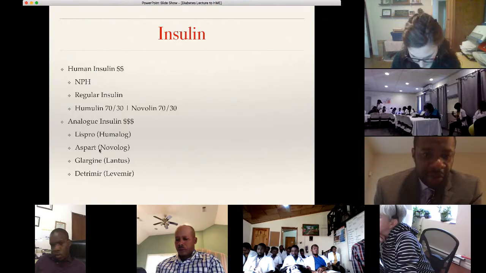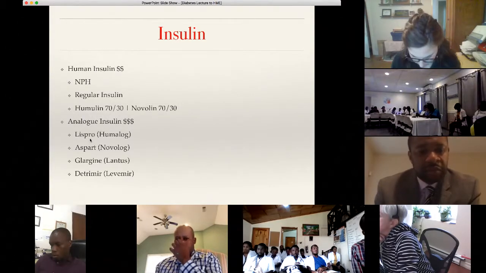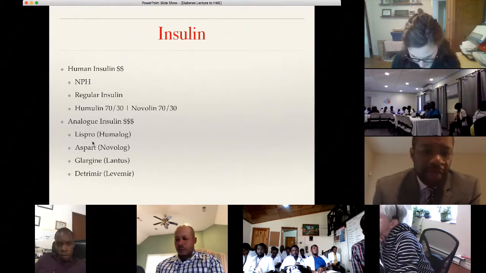We have the two analog insulins, Lispro and Aspart. They act very fast, within 15 minutes. Bon, alors, il y a deux types d'insuline analogue qui commencent à faire effet en 15 minutes. C'est Lispro et Aspart. This is different from regular insulin, which takes about a half an hour to kick in. La différence avec l'insuline régulière, c'est que l'insuline régulière prend environ 30 minutes avant d'agir.